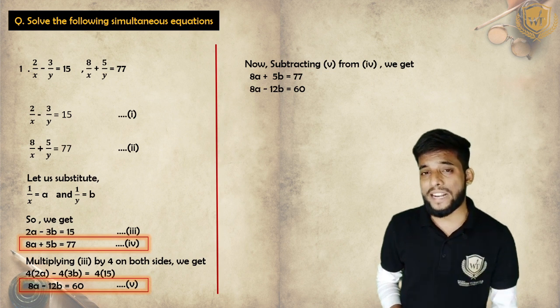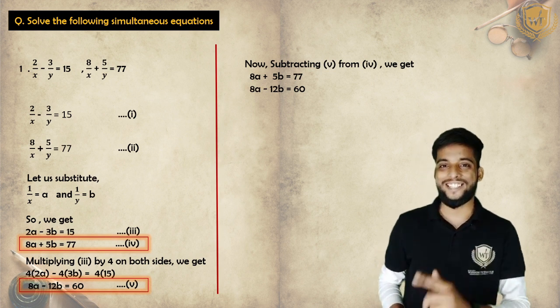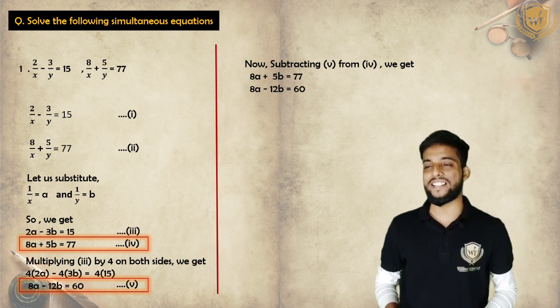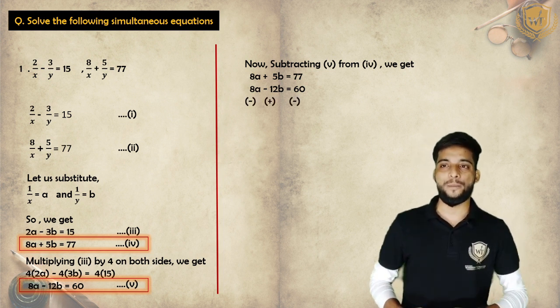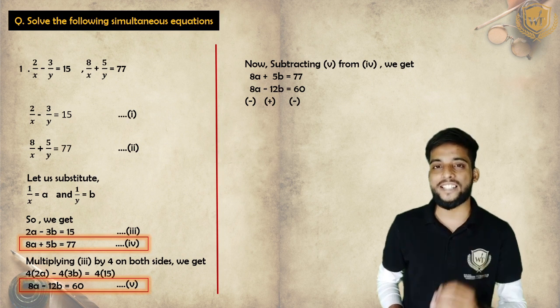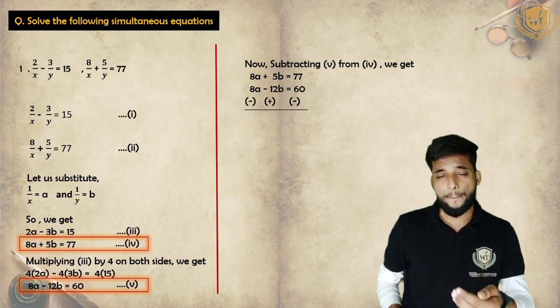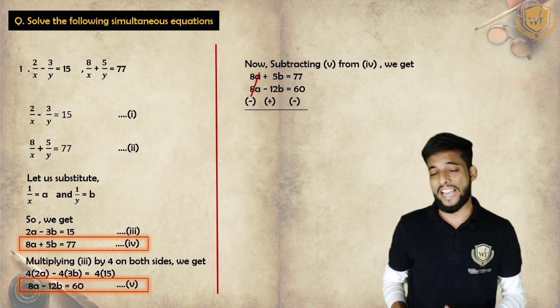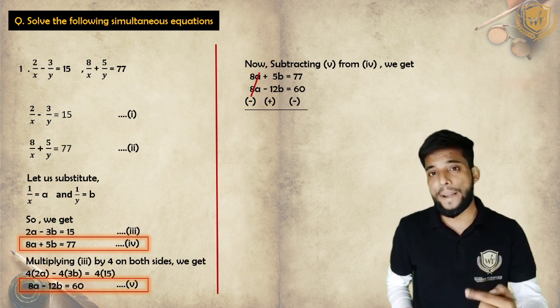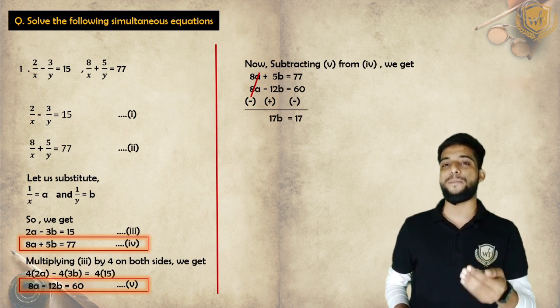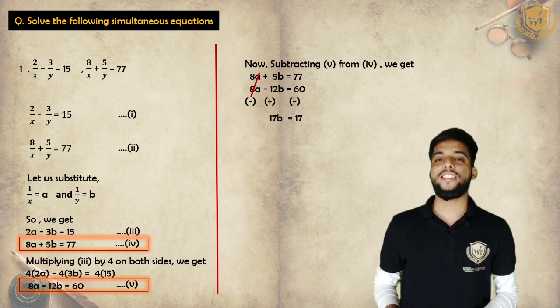Now since we are subtracting, what will happen? Sign change. Perfect students. So let us change the sign. Plus 8a will become minus 8a, minus 12b will become plus 12b, and plus 60 will become minus 60. Perfect students. Now 8a minus 8a is 0, right? It will get cancelled out. 5b plus 12b will give you 17b, and 77 minus 60 again you get 17.